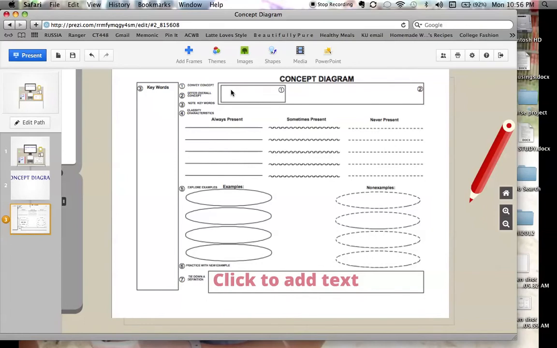with the overall concept, which is poetry. So we'll put that in there as soon as my computer cooperates. And that's step number 1, to identify the concept. And then step number 2, we're going to identify the overall concept, or the larger concept. So we've got poetry. And we'll make it in somewhere there.